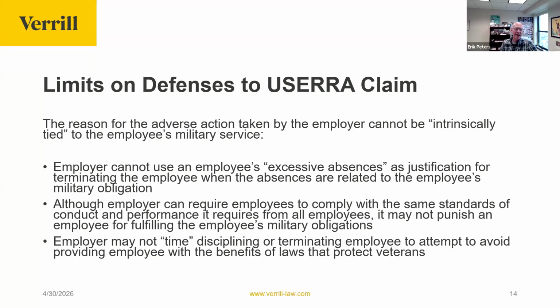An employer can't time disciplining or terminating an employee to try to avoid providing the employee with the benefits of laws that protect veterans, including USERRA. And what I mean by "time," and the reason why that's in quotes, is you can't do something like, oh, you're about to apply to be in the National Guard. Your application's going in tomorrow. I'm going to fire you today, so that way you don't get the benefit of USERRA.